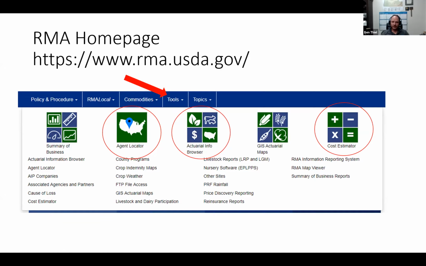The one furthest to the right is Cost Estimator, and that's where, as I mentioned earlier, you can run your own price quotes. It might seem a little intimidating at first, but just play around with it. It's not going to result in anything. It's not going to break anything. You can put any numbers in it, run any estimates you want. So please feel free to use that.